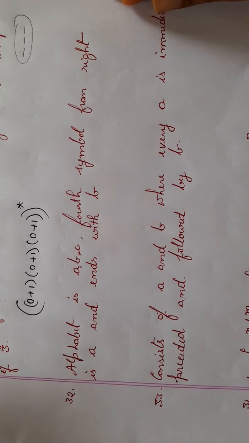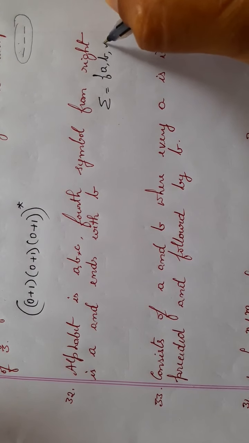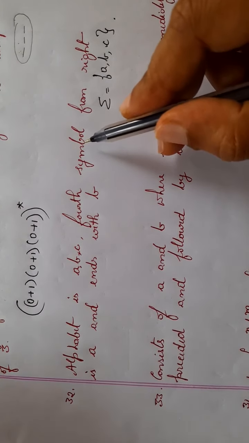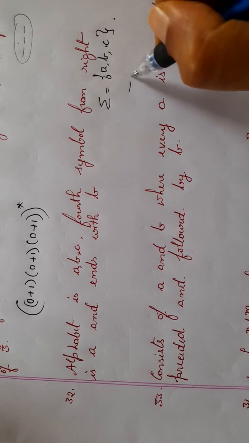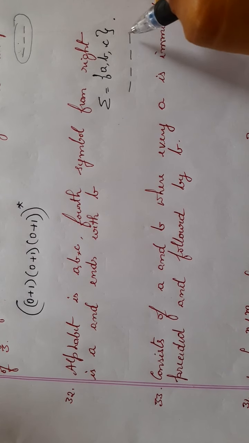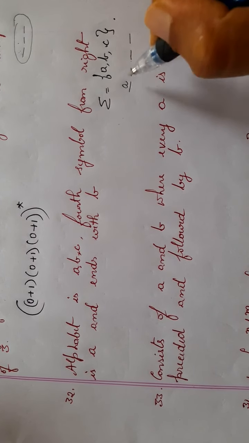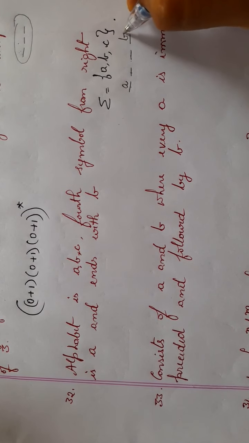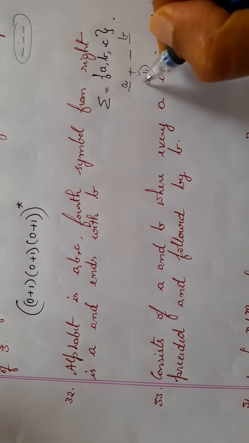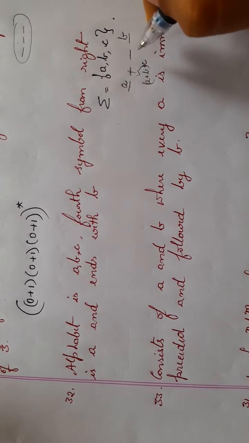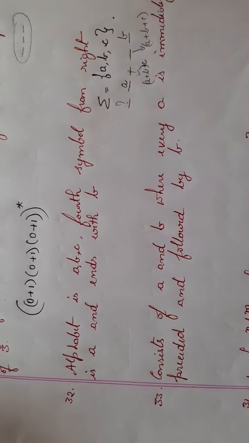Next one, alphabet is ABC. So the alphabet is A, B, C. Fourth symbol from right is A and it ends with B. So 1, 2, 3, 4. Fourth symbol from right is A and it ends with B. So here it means that it can be either A or B, it consists of C also, so A, B or C. Here also it can be either A, B or C, and in the beginning it can be anything.